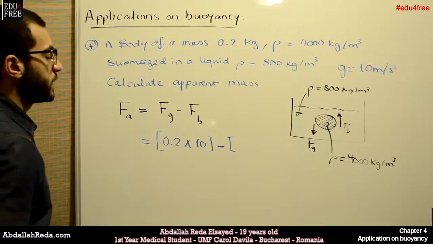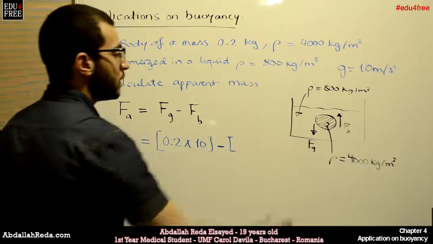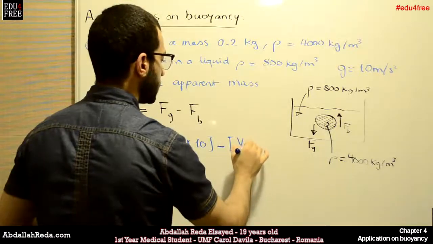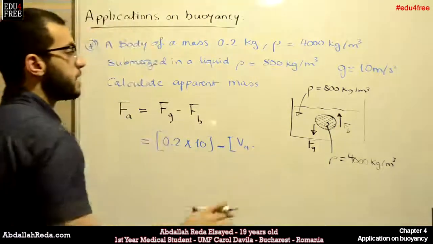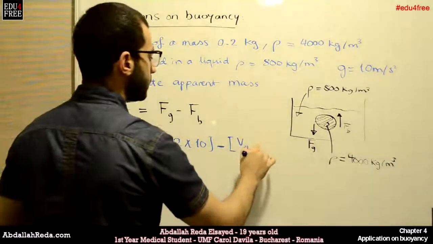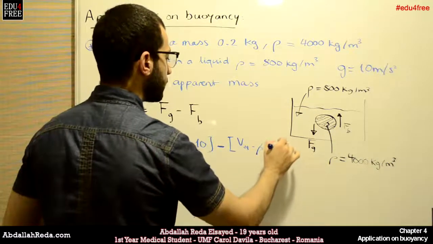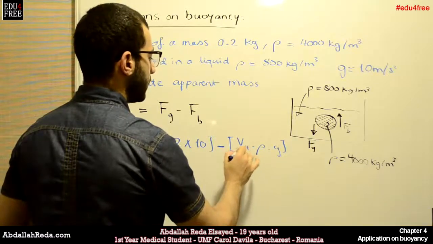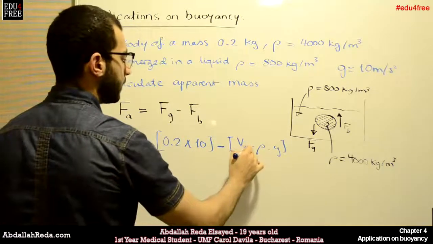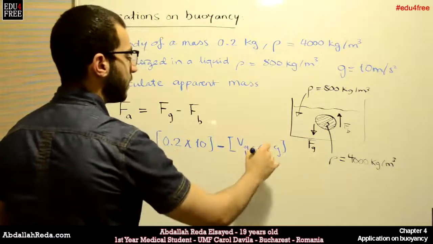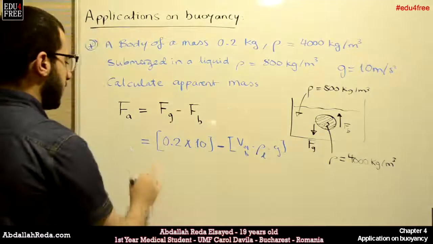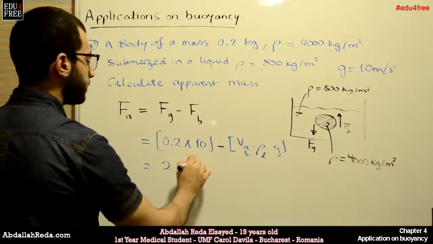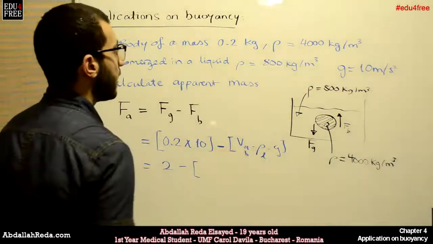The force of buoyancy equals the volume of the object multiplied by the density of the liquid multiplied by gravity. So here, this is the volume of the object or the body, and the density of the liquid multiplied by gravity. So this will equal 2 minus, here we have the volume of the body.